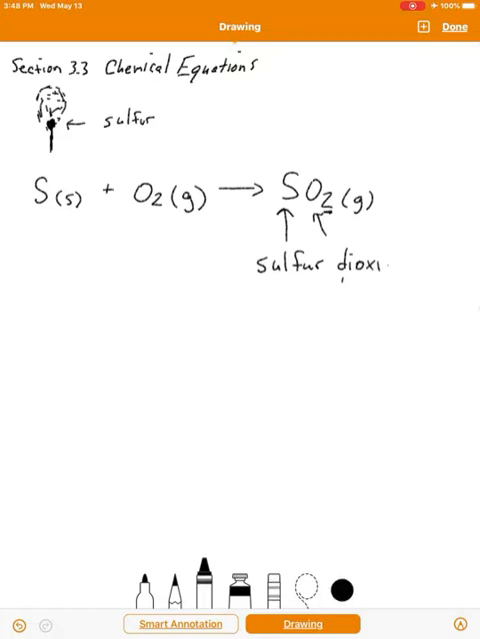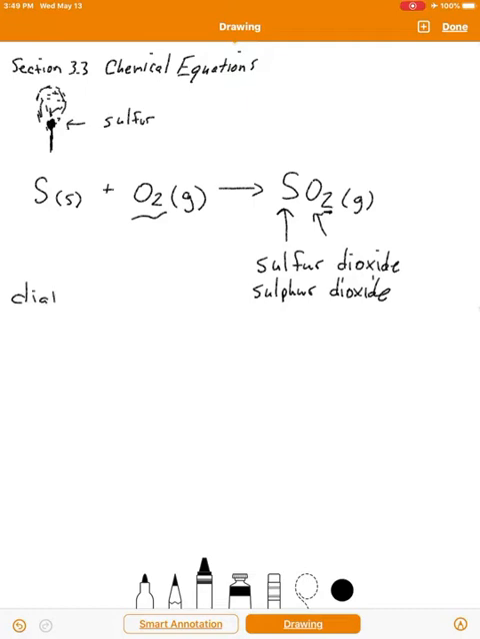Sulfur dioxide, its oxygen, right? There's 2 oxygens, or sulfur dioxide. There we go. All right, got it right there. Okay, so 2 reactants and 1 product. Notice the oxygen is written in diatomic form.